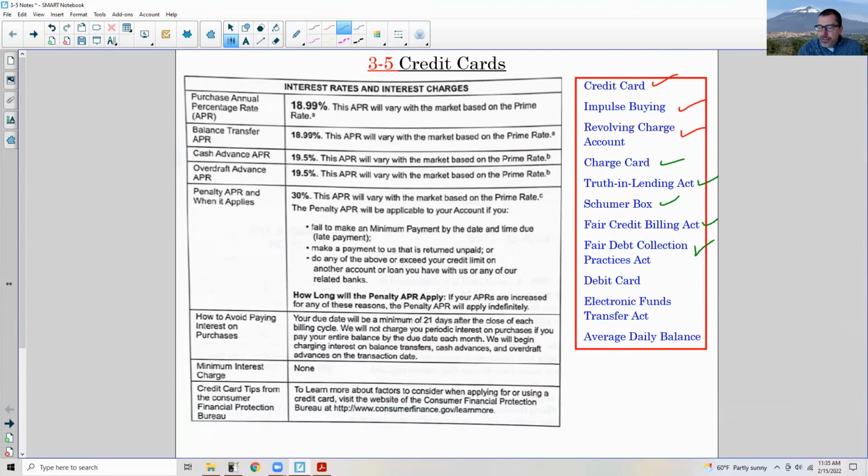A debit card is similar to a credit card, except it's connected to your checking account.